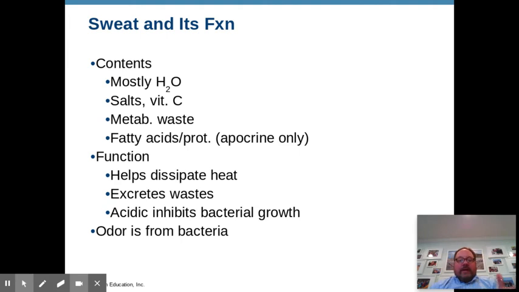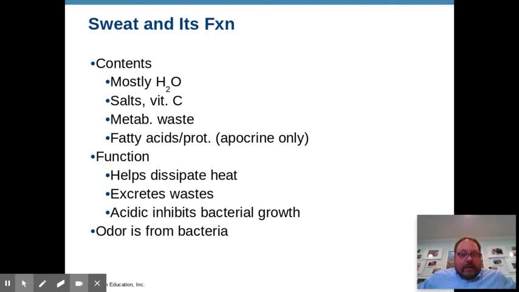All right, so what do we find in sweat? Well, again, sweat is mostly water. You will find salts that are in sweat. So sometimes you'll see salt crusting on clothing or on a hat. It's because of the salts that are released through the sweat. Metabolic waste, like urea or uric acid, will be released through sweat. And in the apocrine glands, you can get these fatty acids and proteins from metabolism, and that can be food for bacteria, like in the armpits.